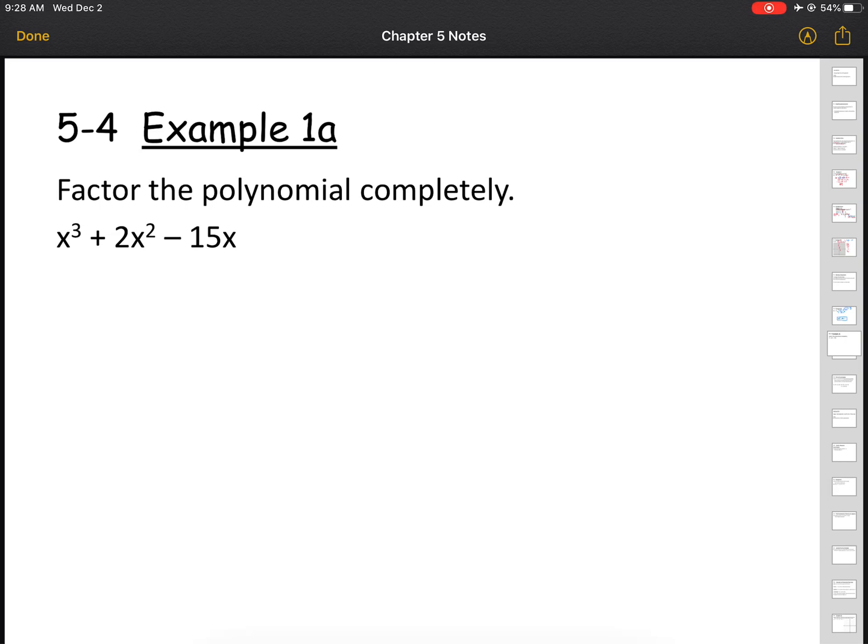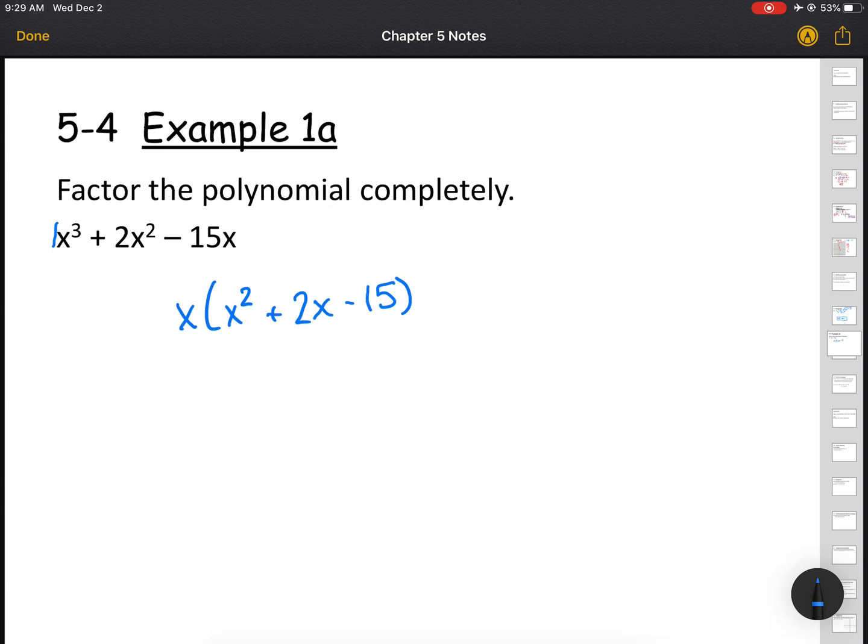My coefficients here are 1, 2, and negative 15, and they don't share any common factors across all three of those, so I'm not going to pull out any numbers, but they do share at least one x, so I can pull an x out of all three. If I pull an x out of the first term, I'm left with x squared. In the second term, I'm left with 2x, since I just got rid of one x, and then I'll be left with negative 15, since I pulled that x out of the negative 15x term.